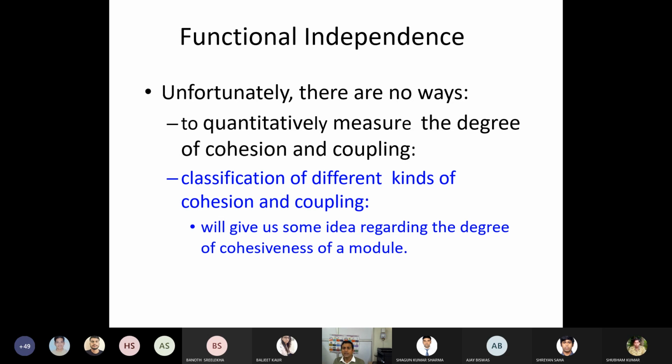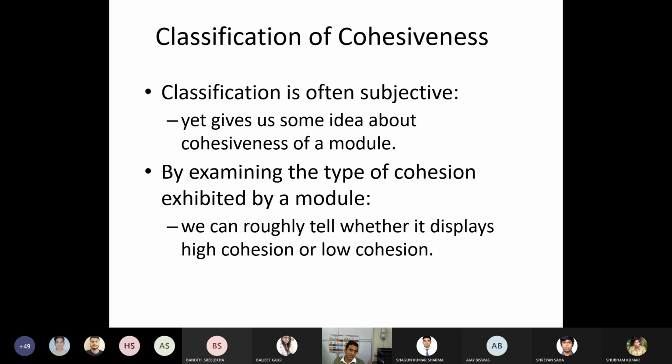We will try to see the different categories and classifications of coupling and cohesion further. First we will talk about the classification of cohesiveness, and then we will talk about the classification of the other one. We will see what the different types of cohesiveness are that each and every module can display.